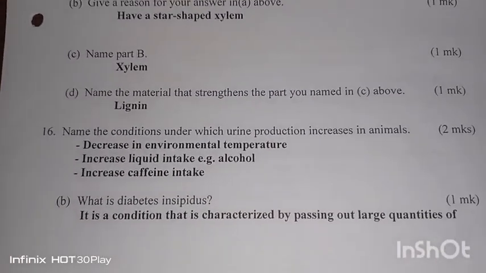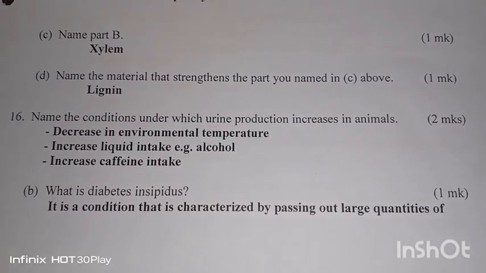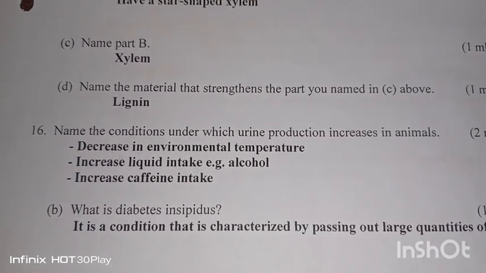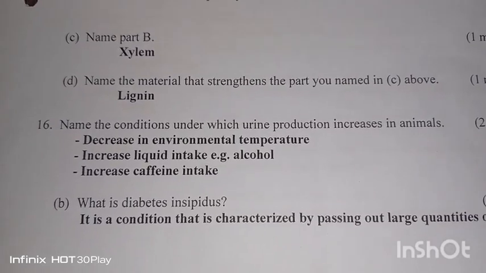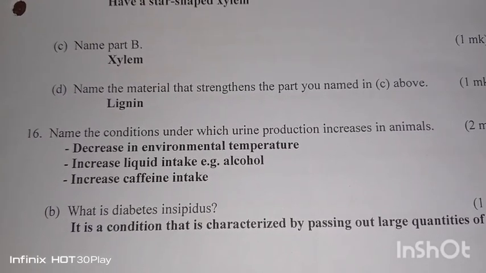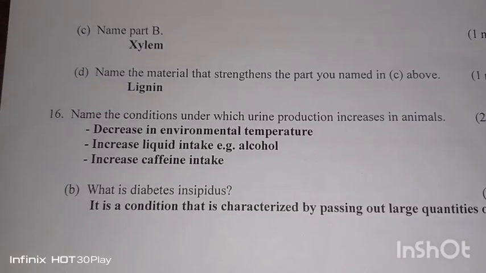Name part B, that's xylem, and name the material that strengthened the part you named above. Xylem is strengthened by lignin. We say they are lignified. So lignin is a polysaccharide that makes the xylem vessels become firm.